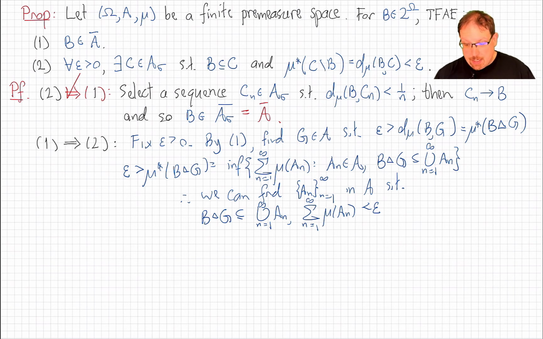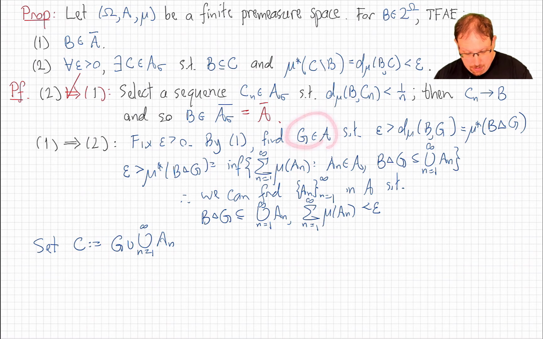Okay, well, what we'd like to do is construct some set that contains B, not B symmetric difference G. And so in order to achieve that, we'll just throw G back in. So we'll set C to be the union of G with this countable union of the ANs. Now notice that that whole thing is a countable union of sets that are in A. And so C is in A sigma.